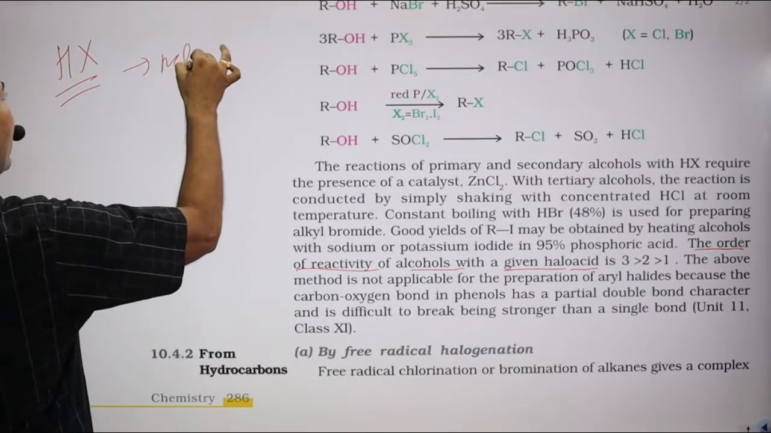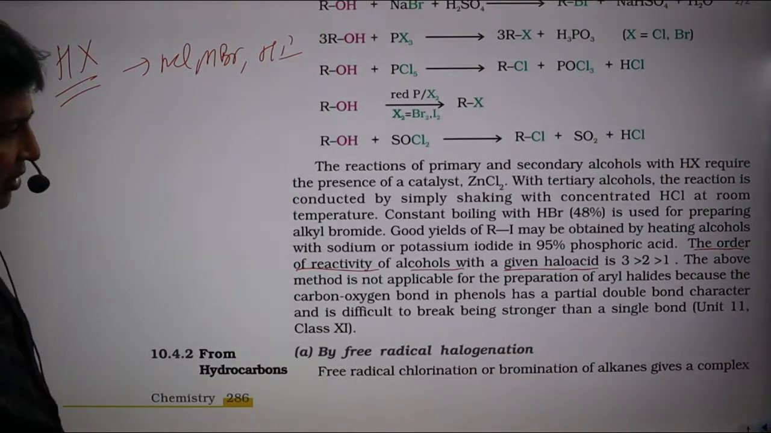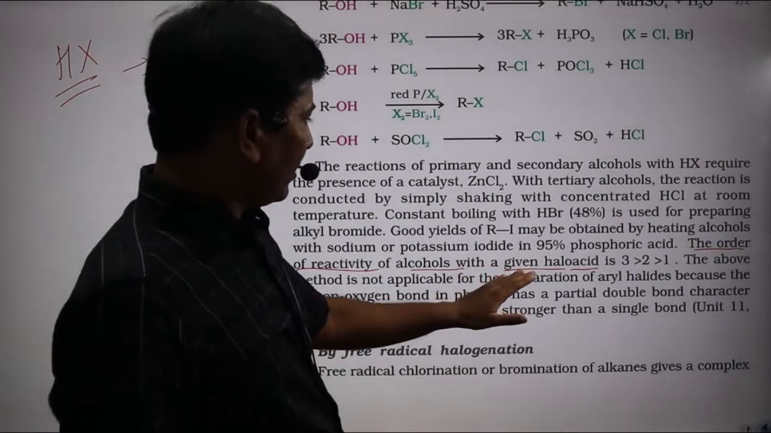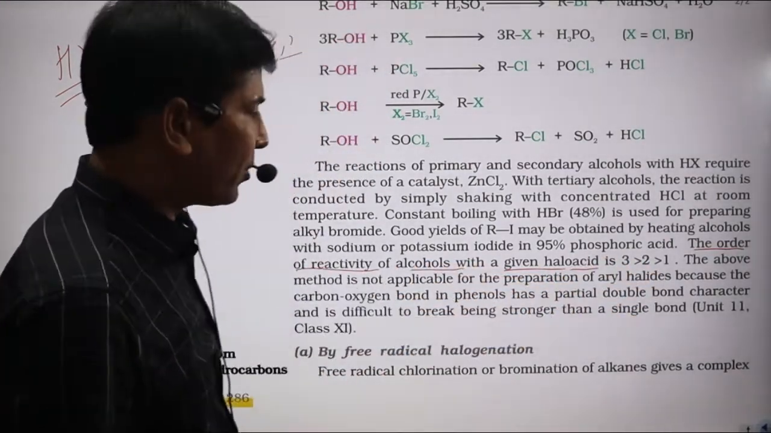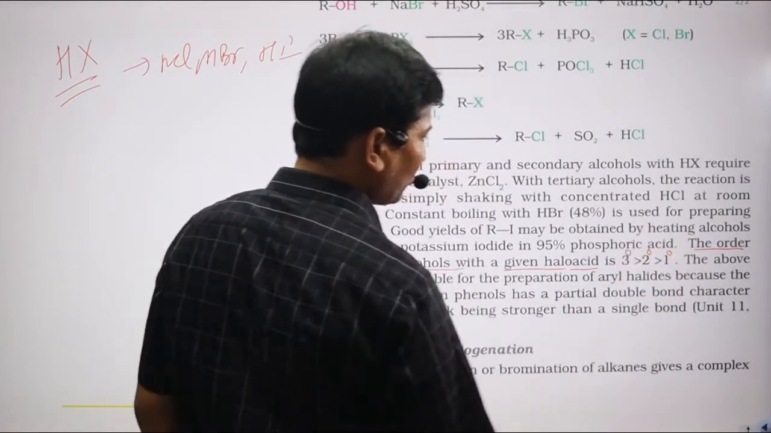These are the halo acids HCl, HBr, HI. These are the halo acids, halogen halides we can say. With the given halo acids, tertiary, secondary and primary alcohols react. Tertiary alcohol is much more reactive than secondary. Secondary alcohol is much more reactive than primary.